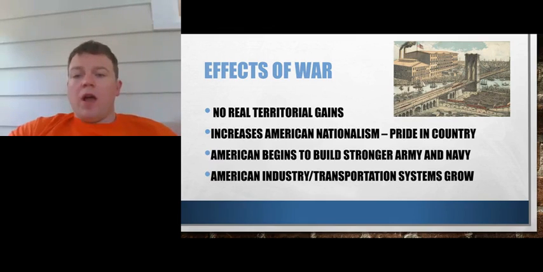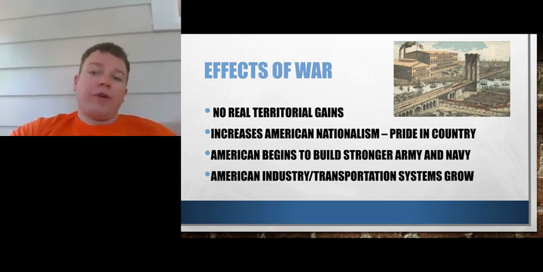Effects of the war. First of all, the War of 1812 is really going to end in what is called the status quo, meaning nothing really changed. The status is going to stay the same. There's no real territorial gains. There's no cities changing hands. There's no money really exchanging hands. Basically, both sides think, you know what, this war isn't worth fighting anymore.